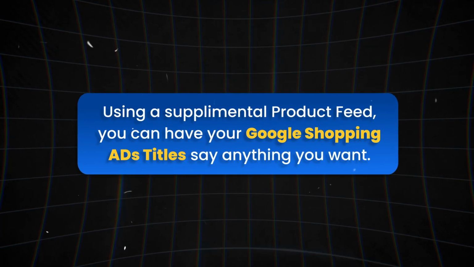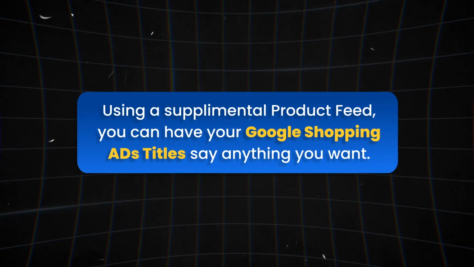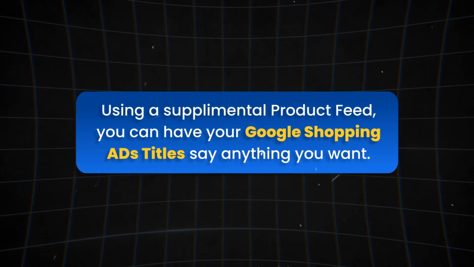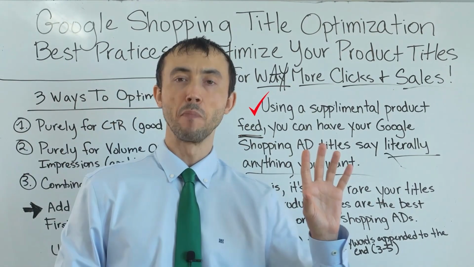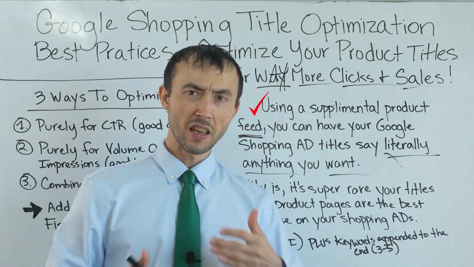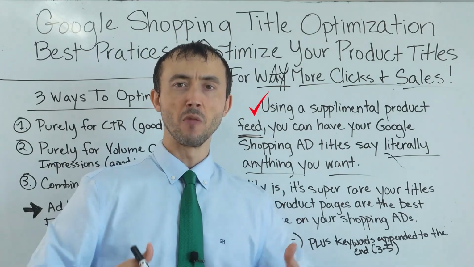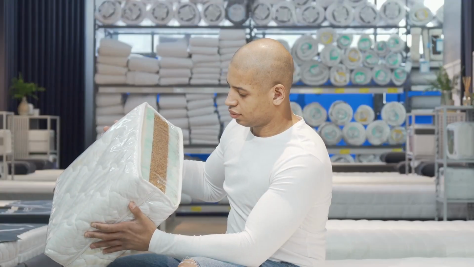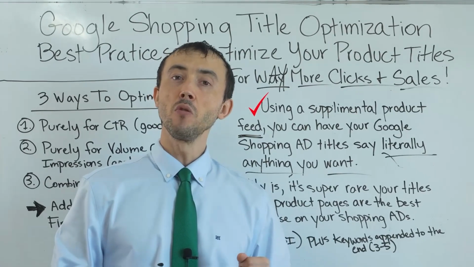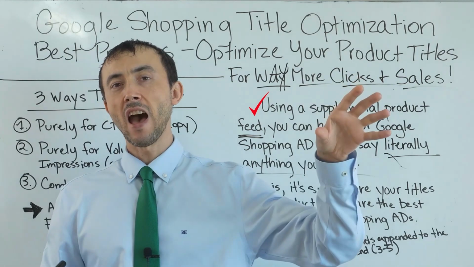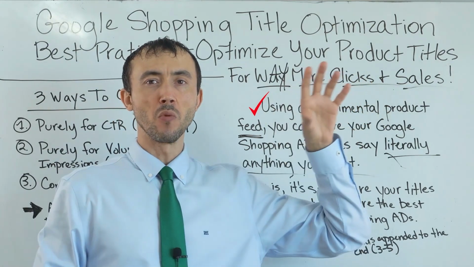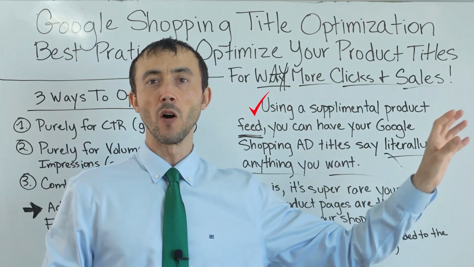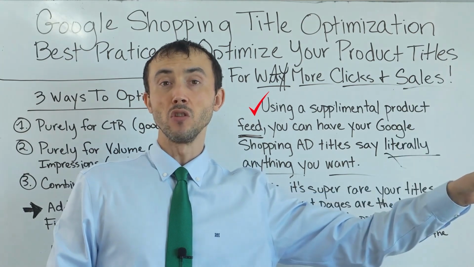you can actually have your Google Shopping ad titles literally anything that you want it to say. So if you're selling a bed in a box, like a Casper mattress or purple mattress, where they physically shove a foam mattress in a box and ship it out to you. If you want to say Casper mattress on your website, but then on your shopping campaign you want it to say foam mattress for sale, you can do that.